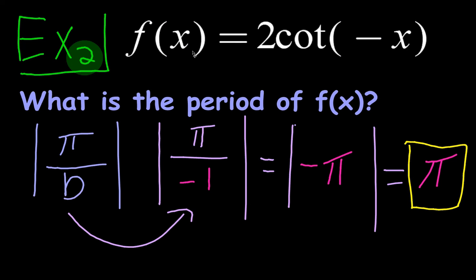Next example is cotangent. We have 2 cotangent of negative x. This one's real easy, right? Since the coefficient is not there, we can quickly introduce a -1 here, and that's going to be our b value. So therefore, the period, again for cotangent, is absolute value pi over b. So plug in -1 for b. Pi over -1 is -1, but we take the absolute value, so guess what? The period for this is just positive pi.